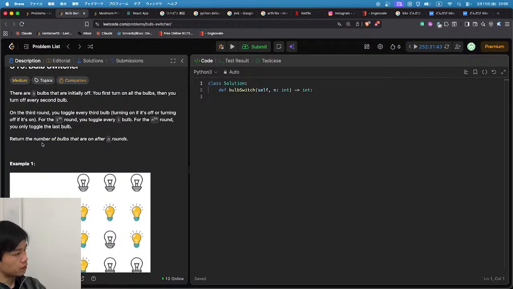The number of valves that are on after n rounds. Return the number of valves that are on.